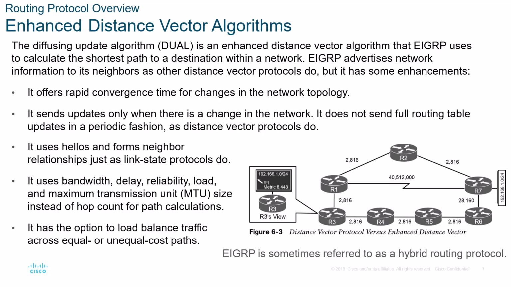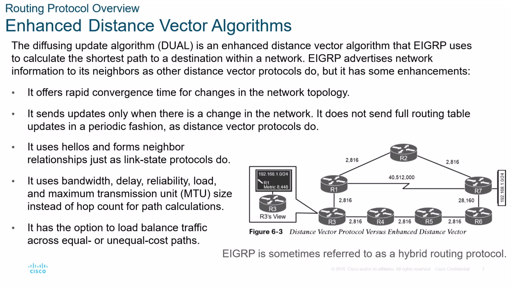EIGRP will also use hello and hold timers to form neighbor relationships, just as a link state protocol would. So basically, it will verify its neighbor with hello timers. Basically, send a hello message. After X amount of hello messages are not received, then we can assume the neighbor is down and act on that.